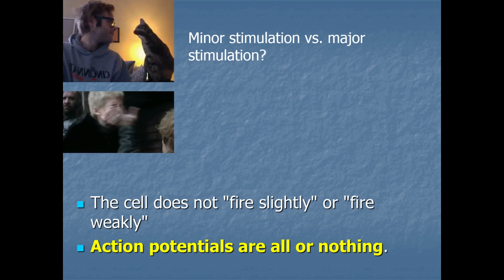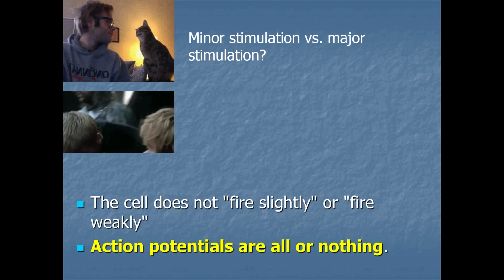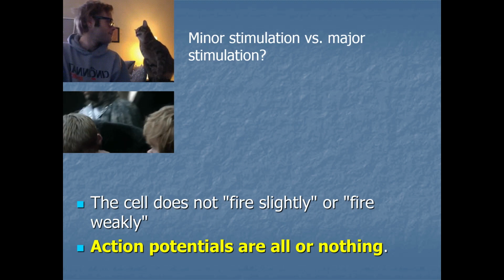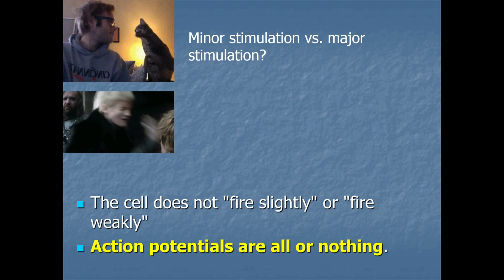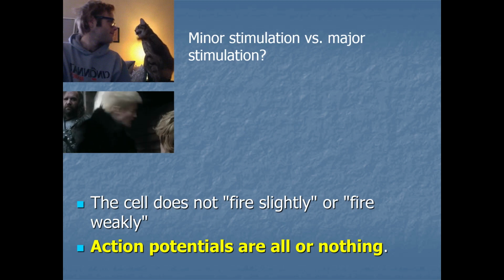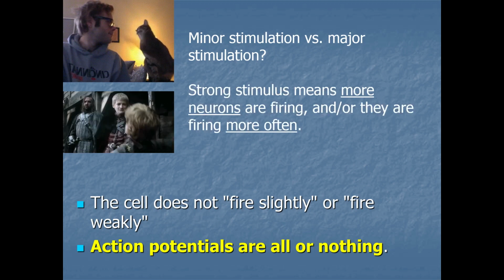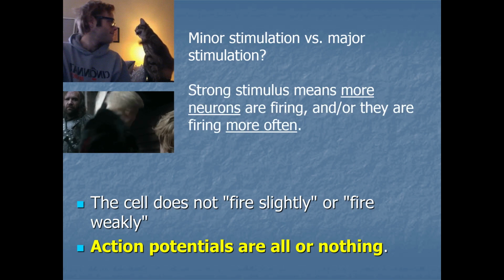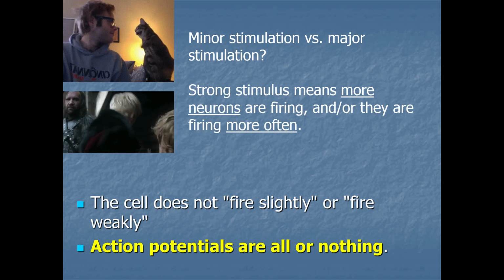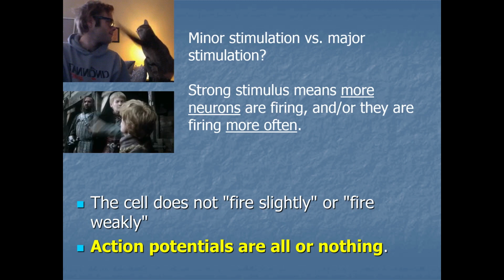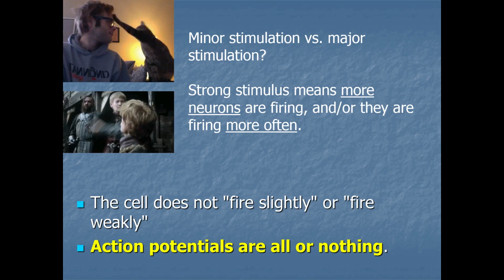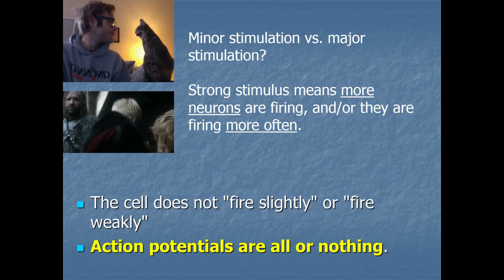The way that it's encoded is not by an individual neuron firing more strongly or more weakly. Every single action potential looks the same, whether we got way over the threshold or just barely over that threshold. Every action potential is identical. So the way a stronger stimulus is encoded is actually by more neurons firing, and or the neurons are just firing more often. They're firing quicker. It's not that it's a stronger firing.